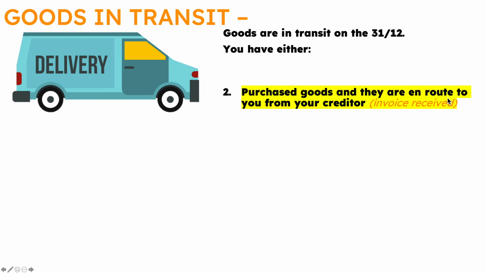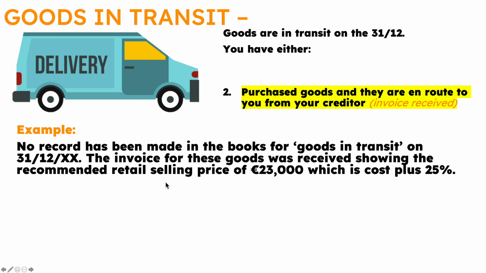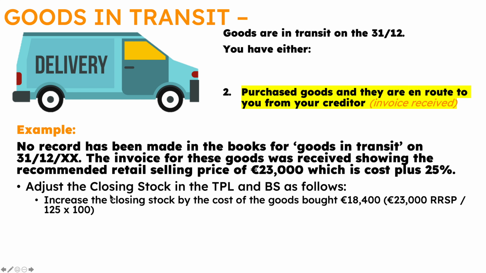So for example, no record has been made in the books for goods in transit on the 31st of 12th. The invoice for these goods was received, showing the recommended retail selling price of 23,000, which is cost plus 25%. Okay, so we adjust the closing stock in the TPL and the balance sheet as follows. So we increase the closing stock by the cost of the goods that were bought.